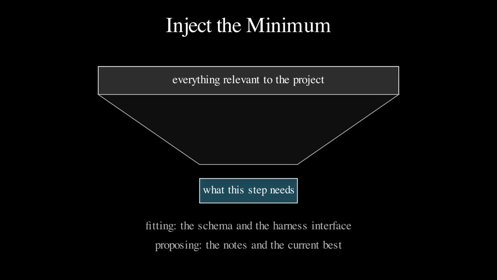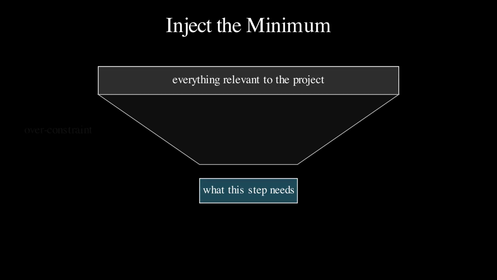Fitting a model: the data schema and the harness interface, not the entire code base. Proposing candidates: the domain notes and the current best result, not the fitting code. Two failure modes bracket the practice. Overconstraint: rules so exhaustive the agent cannot handle a legitimate edge case. And underspecification: instructions so vague that behavior is left to chance.